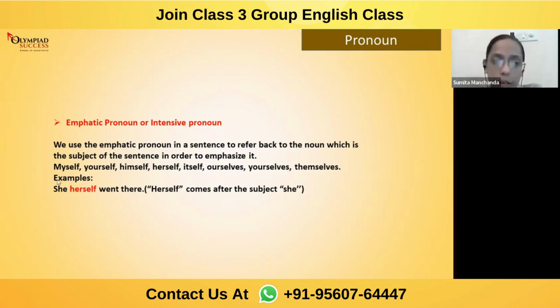Now, you can see the subject and the word which has self are together. They are together. Immediately after the subject only, the pronoun word is being used. So in this case, this herself is an emphatic pronoun.